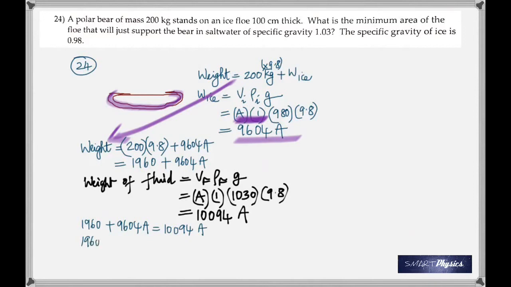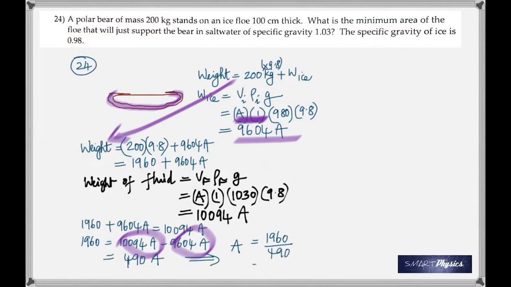And bring the terms that have the A onto one side. So that makes it negative 9604A on the other side. Take the difference between those two. And then A is equal to 1960 divided by 490. On dividing it, you get 4 meters squared. So that's the minimum. Oh, now that's the polar bear that has come down. Okay, so that's 4 meters squared.